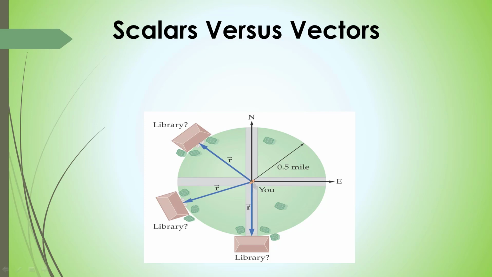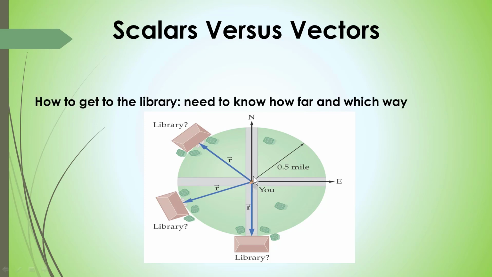Over here, vectors are required. Without vectors, we cannot explain it properly. So for complete specification of a direction, we need a vector. So how do we get to the library? We need to know how far and which way. How far is a scalar quantity, distance, and which way is basically the direction, a vector quantity.